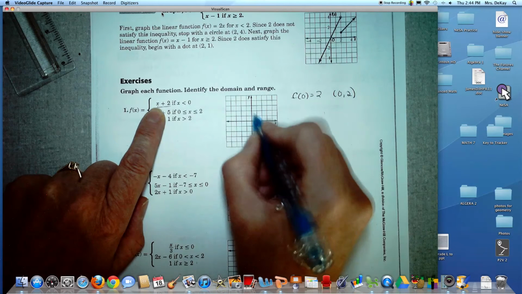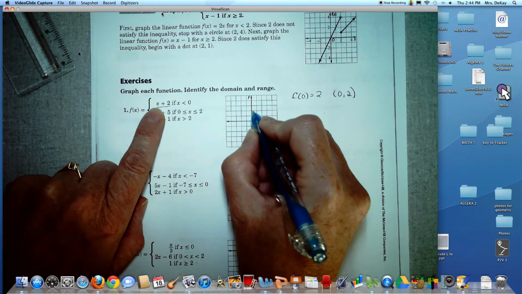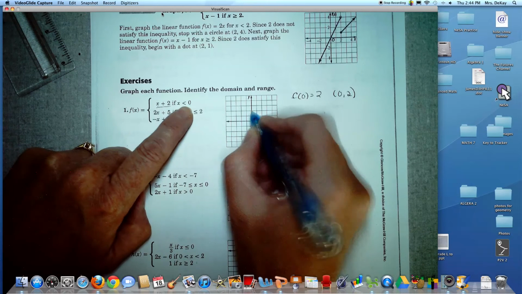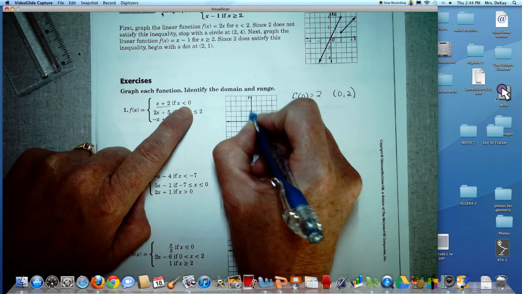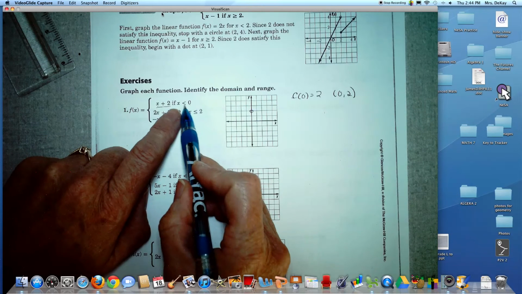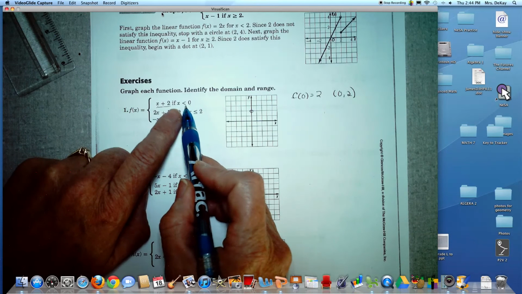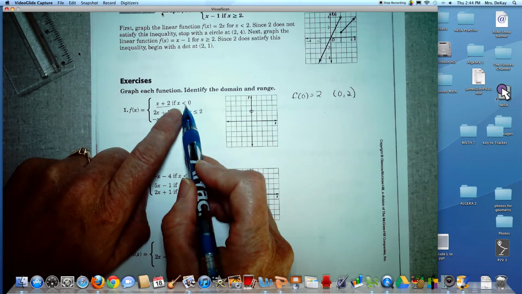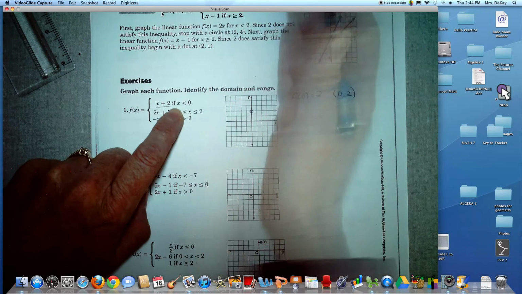Okay? Is it a circle or a dot? It's a circle, right? Okay. The things that are graphed are going which way from this? Down. Or to the left. To the left of this, right?